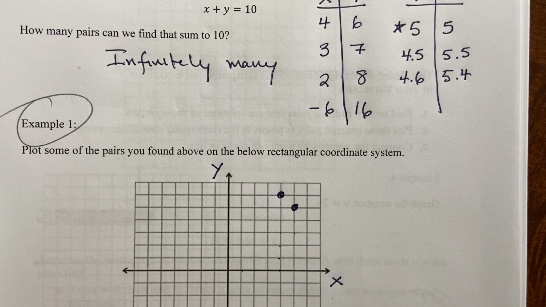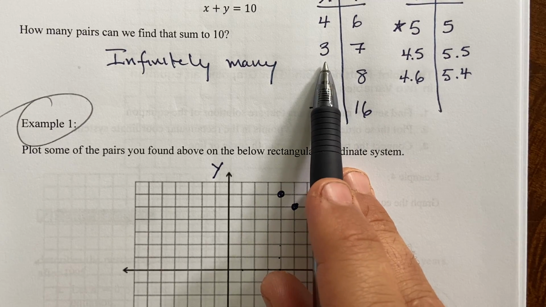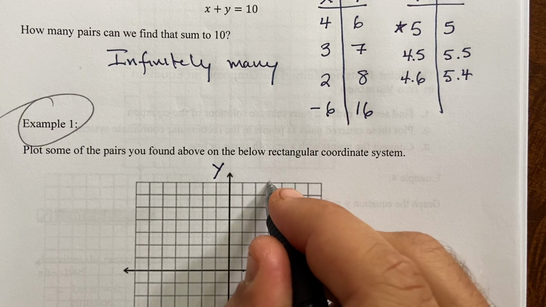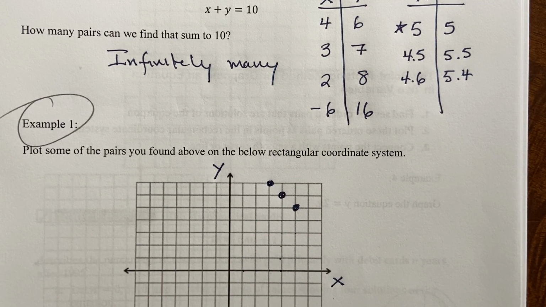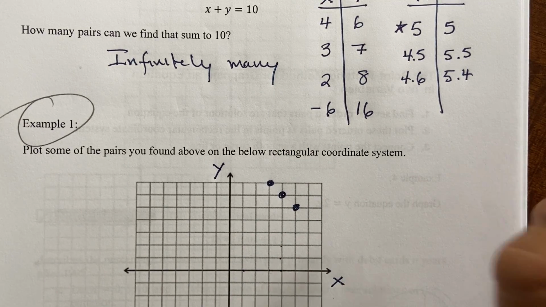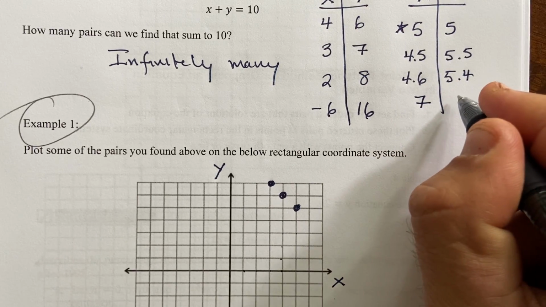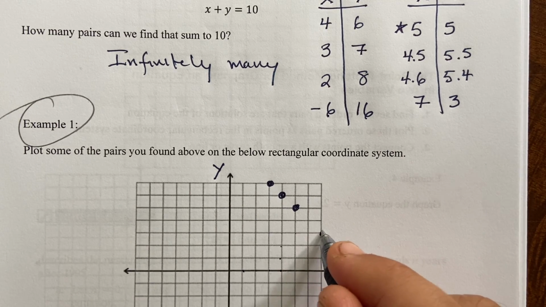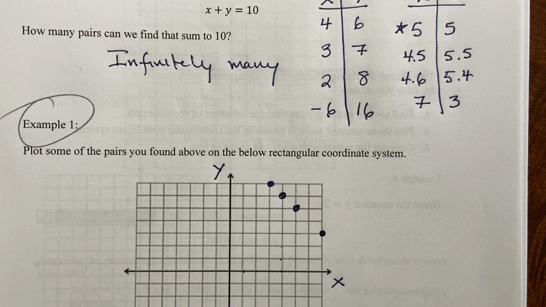Okay, let's do some more. What about 3, 7? So 3, 7, 1, 2, 3. 1, 2, 3, 4, 5, 6, 7. I didn't write it, but what if I did 7, 3? You know, I can just switch all these. So 7, 3 would look like 1, 2, 3, 4, 5, 6, 7, and 1, 2, 3. And now you can kind of see or get a sense for what's happening. You know, is it random? No, these points are falling in this straight line.